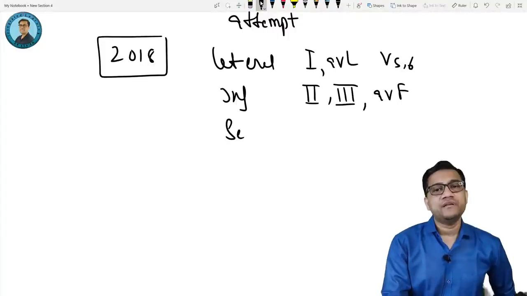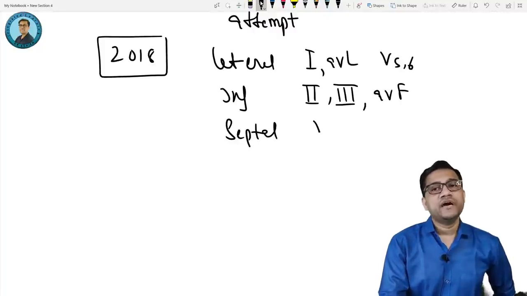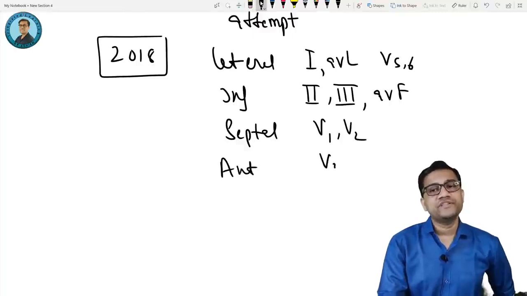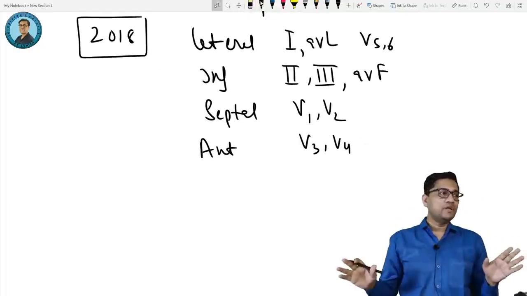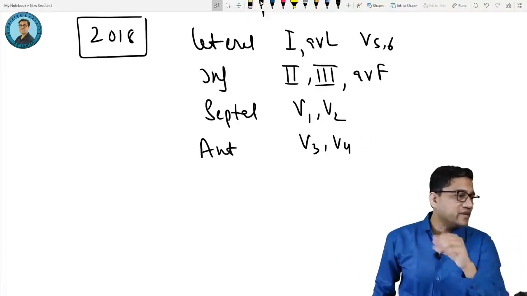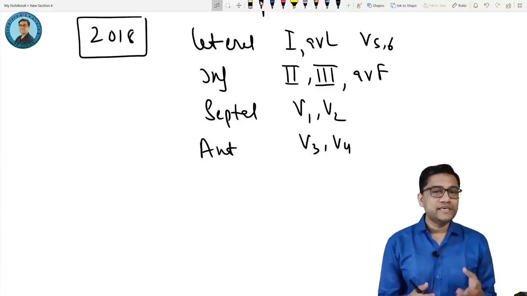And the septal, which one? They are 3 and 4. And sorry, this is 1 and 2. And what is the anterior? This is which one? V3, V4. So I hope I made this easy for you. So these are the leads we are having and we will be seeing in this case.